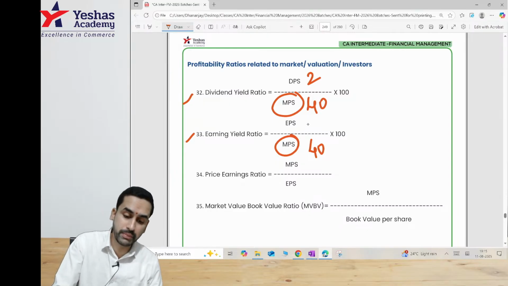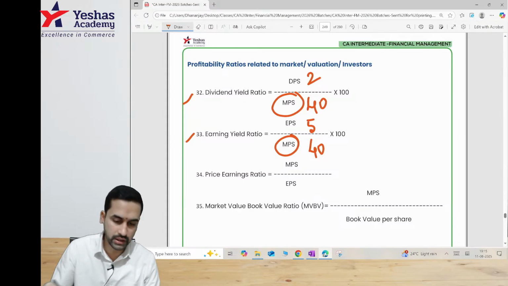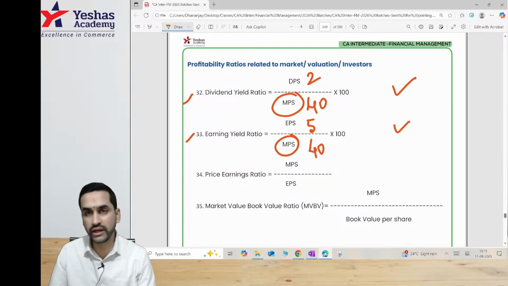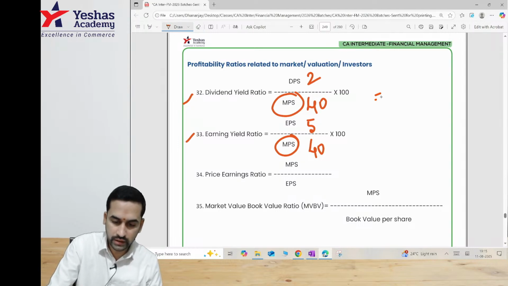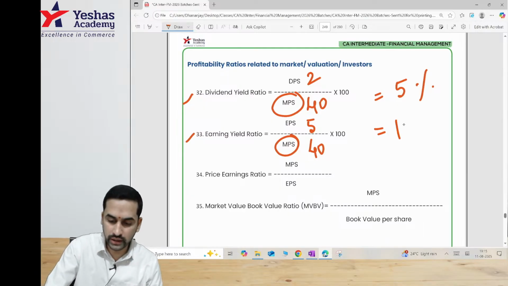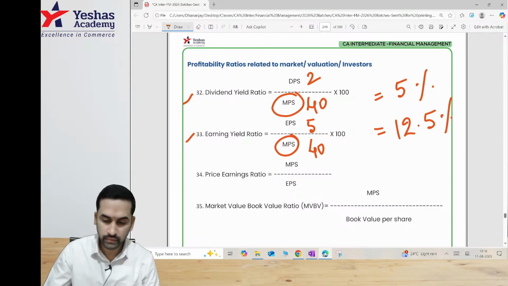But the company's EPS may be 5 rupee. Just now I explained on the previous page, 5 rupee EPS and 2 rupee DPS. So this will be 2 by 40 into 100. That is your dividend yield ratio. And this will be 5 by 40 into 100. In the calculator, can you quickly do it? 2 by 40 into 100 is giving you 5%, whereas 5 by 40 into 100, I think that's giving you 12.5%. Is that correct? 12.5% is the earning yield ratio, whereas 5% is the dividend yield ratio.